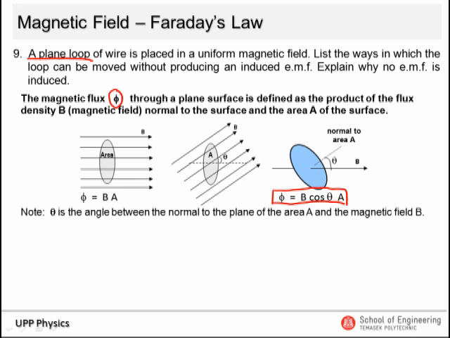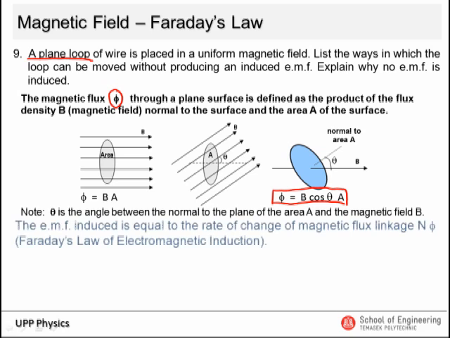Now that we have learned about magnetic flux, let's take a look at Faraday's law of electromagnetic induction. What does that law say? Well, it states that the EMF induced is equal to the rate of change of magnetic flux linkage, N phi. Now, notice previously, we only talked about magnetic flux. We did not mention anything about magnetic flux linkage. The relationship between magnetic flux linkage and magnetic flux is just that factor N that you see in the definition.